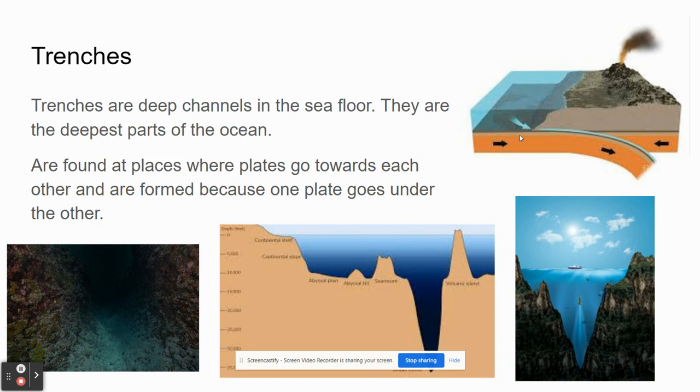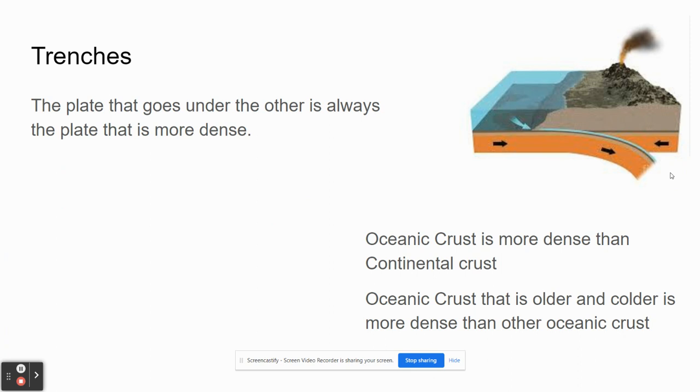But these trenches are formed because two plates are going towards each other, and one of those plates is being taken underneath. You can see that in that top right picture. The plate that's going to go under is always going to be more dense. If you think about ocean and continental crust coming after each other, we know ocean crust is made up of basalt, and we know that basalt is more dense than continental crust because that's what we talked about a couple weeks ago. So ocean crust will always go underneath, or be taken under, continental crust.